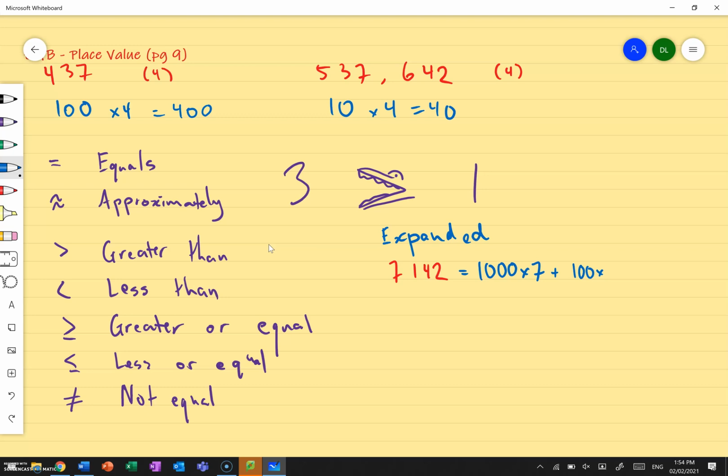1. Multiplied by 1, plus the next position is? Tens. Multiplied by 4. And the last one? 2. And 1. What's the position? Ones, and then I multiply by 2. So if I was to put this into the calculator, what number should I get? 7,142. Awesome work.